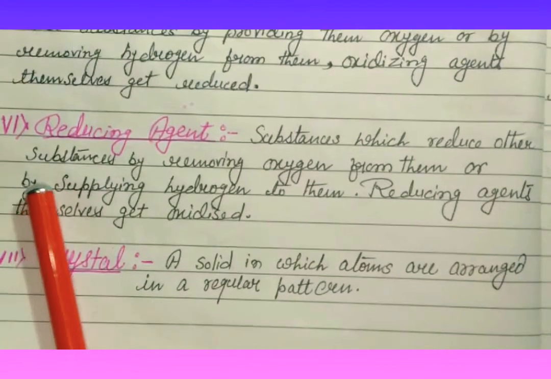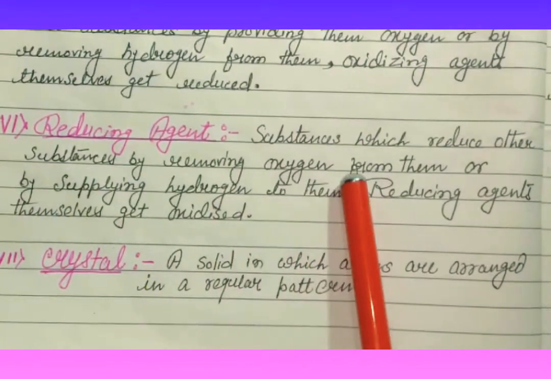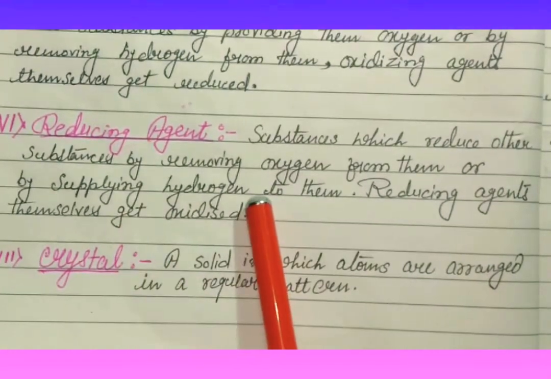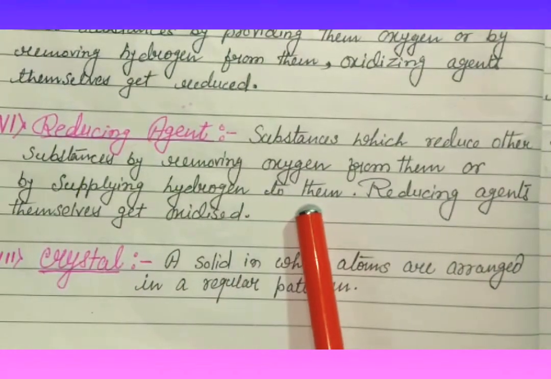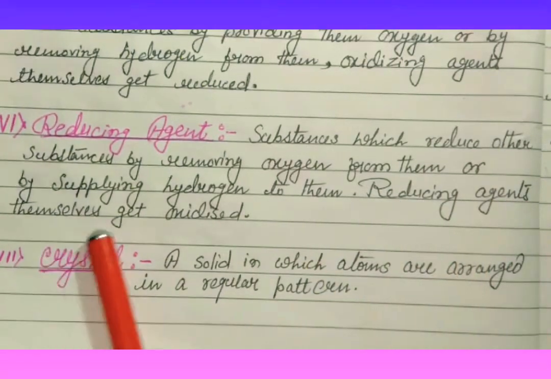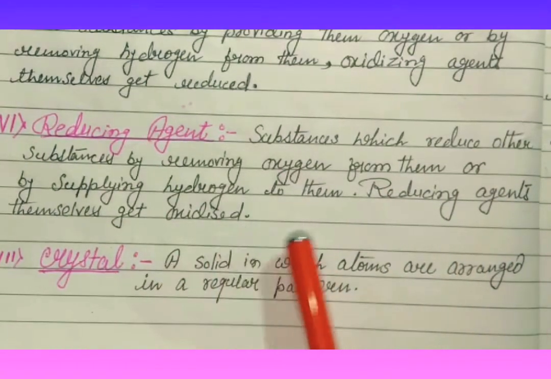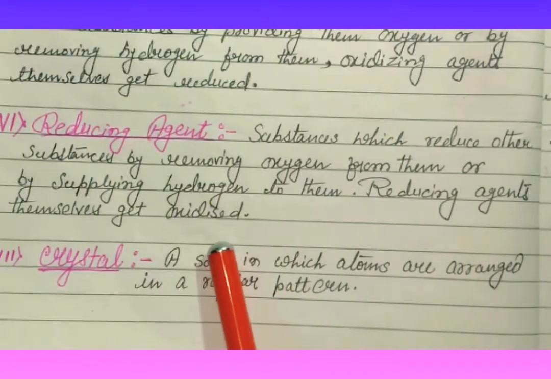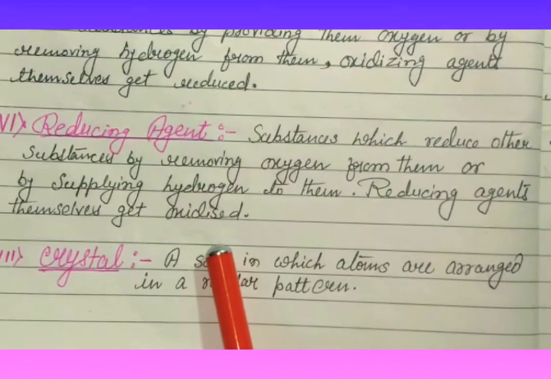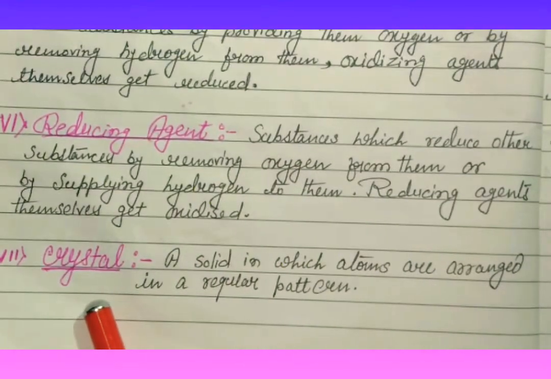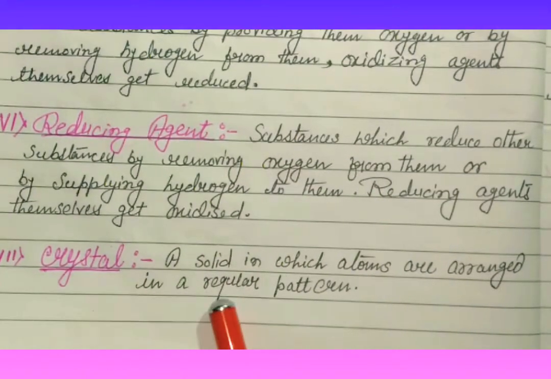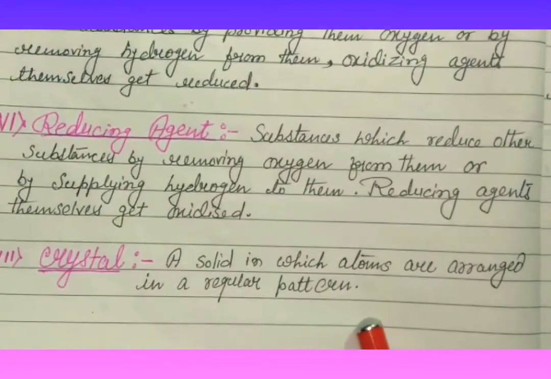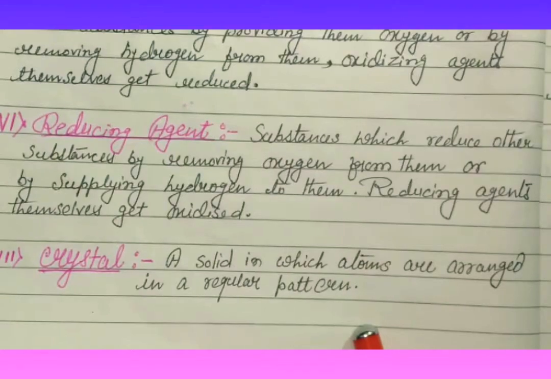Now the next is reducing agent: substances which reduce other substances by removing oxygen from them or by supplying hydrogen to them. Reducing agents themselves get oxidized. Okay. Now the last key term, crystal. What is a crystal? A solid in which atoms are arranged in a regular pattern. This is called a crystal.